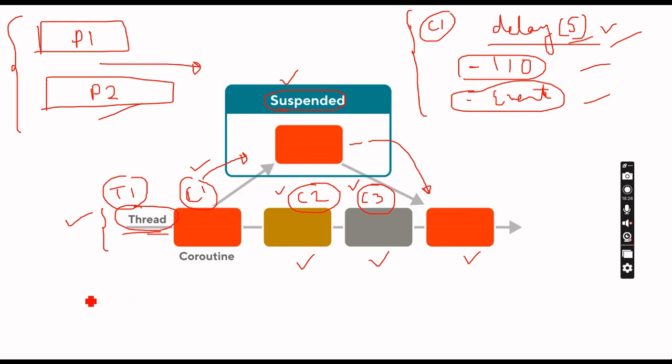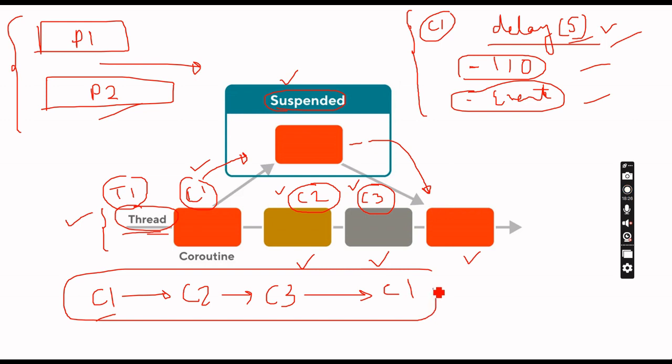There are a couple of takeaways on this slide. The first thing is that execution is always sequential. We started executing C1 first, then C2 got executed, then C3 got executed, but C1 wasn't completed, so after C3, C1 got executed again. However, the execution order is not maintained, but it's always sequential. Execution of coroutines is always sequential. There is no parallelism.